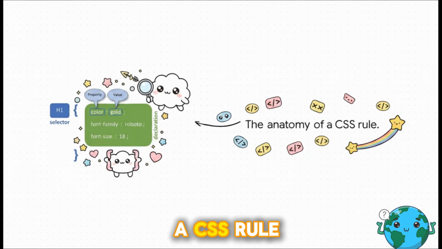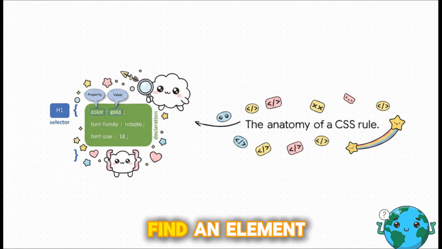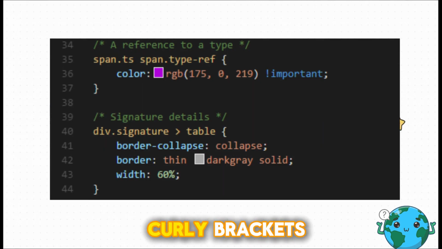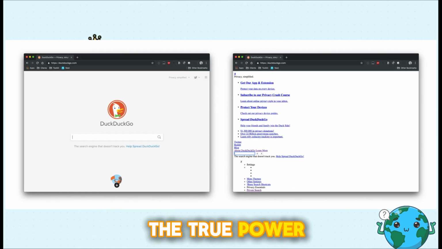The anatomy of a CSS rule is incredibly simple, actually. It works on a very basic logic. Find an element and then apply a style to it. You pick a selector, like H1, to target all your main headings, and then inside curly brackets, you declare properties like color and give them values like gold. It is literally just asking, what do I want to change, followed immediately by, how do I want to change it?